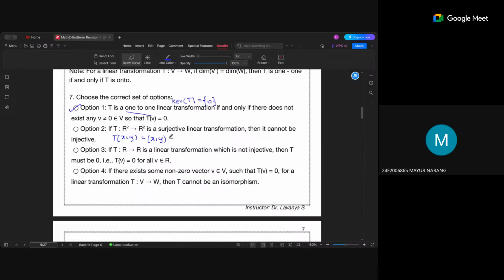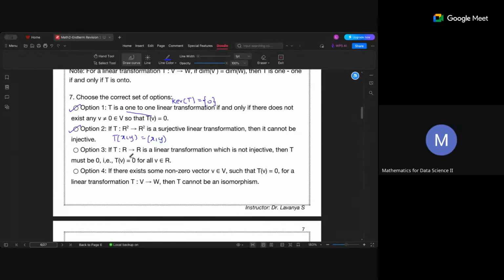Simply speaking, the statement says a surjective map cannot be injective. No, see, if it is surjective, why can it not be injective? What is the statement saying? If T is from R2 to R2, then you know that there exists an isomorphism, and for that mapping, at least you know that it is injective, right? Yes. Okay, so this is true.